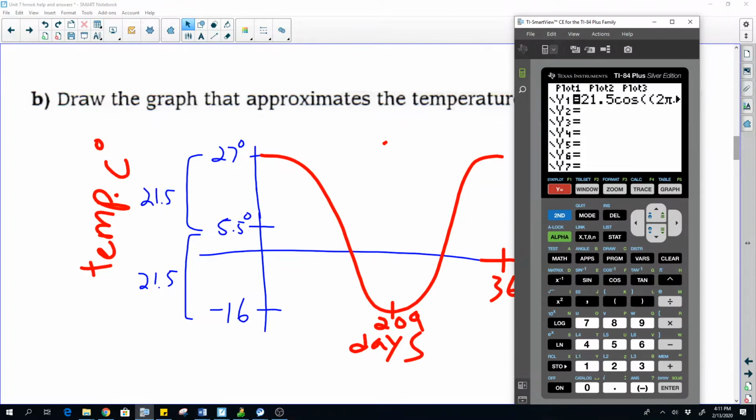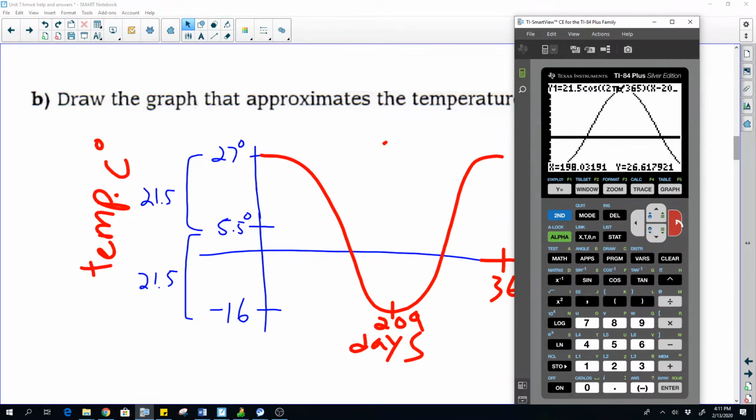Okay, so then we're going to do our window. So think about that. We want to go from 0 to 365 days. And then for our minimum, negative 16, maybe make it negative 18. So go a little bit less than the minimum and a little bit higher than the maximum. So that's how it helps us there. There it is. So it is going to be upside down. Wow. So it's going to be an upside down graph because of the phase shift. And so there's our top at 27, our maximum, 27 degrees at 209.